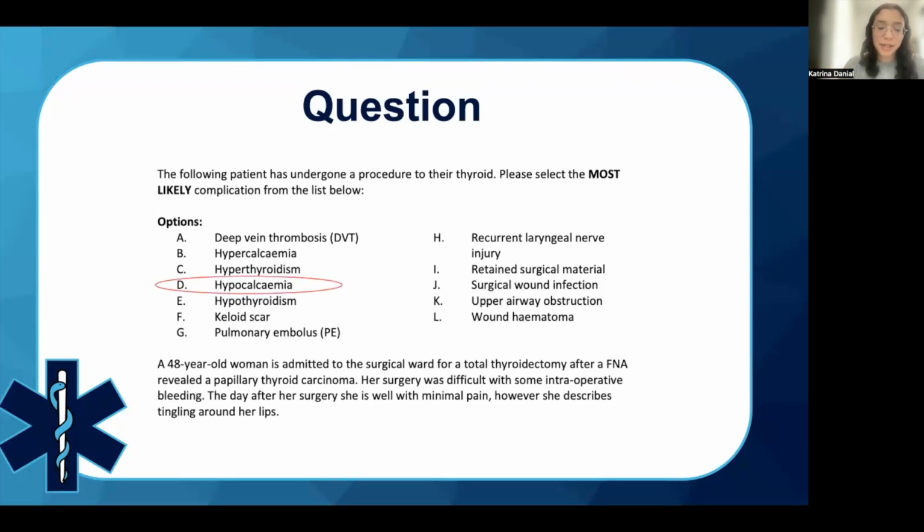Answer here is hypocalcemia. So the thing that gives it away is the tingling in the lips. That's a sign of hypocalcemia. And probably what has happened is that they've taken out her thyroid, and in doing so, they've taken out the parathyroid glands that sit behind the thyroid, and they haven't been able to reimplant them. So she's got hypocalcemia and she'll probably need supplementation of that hormone.